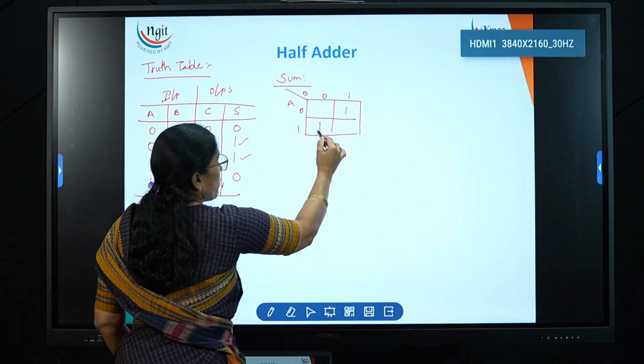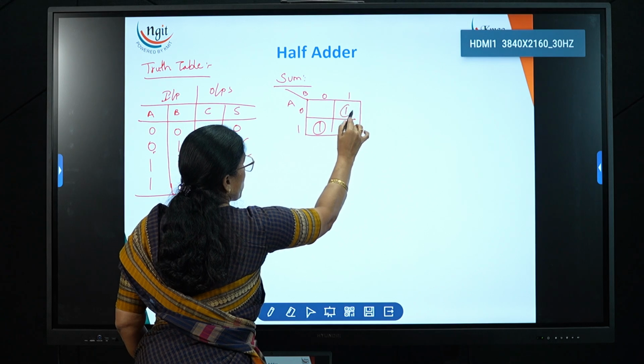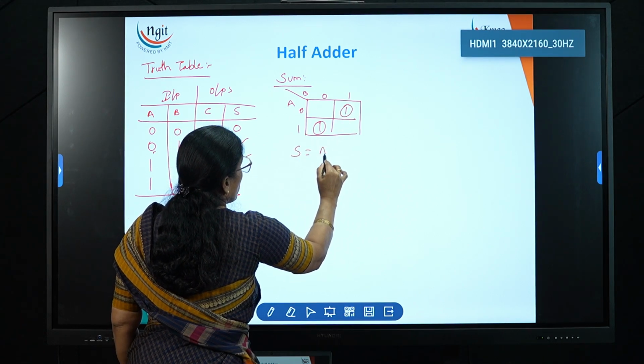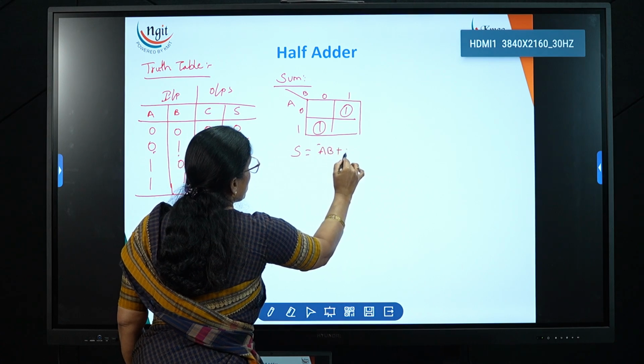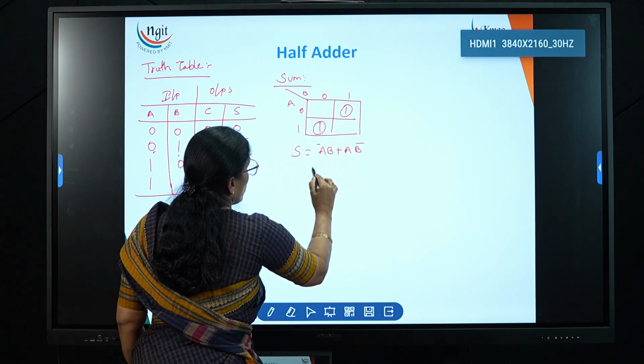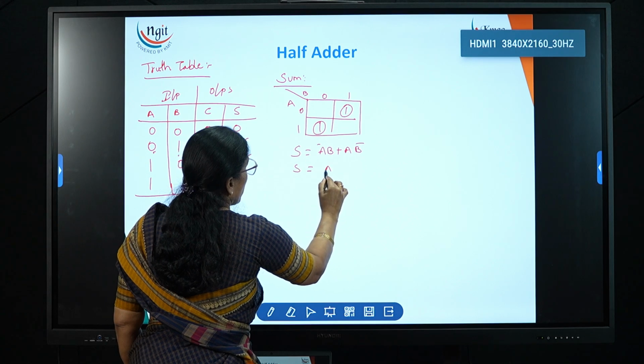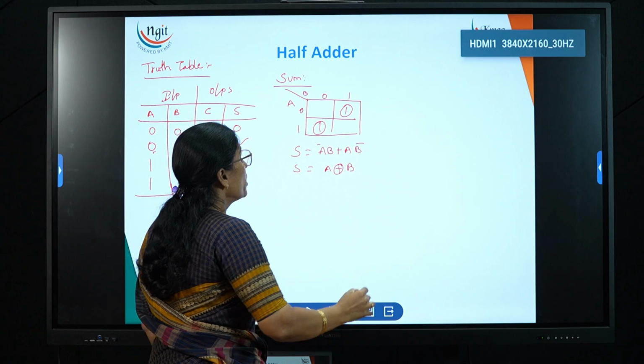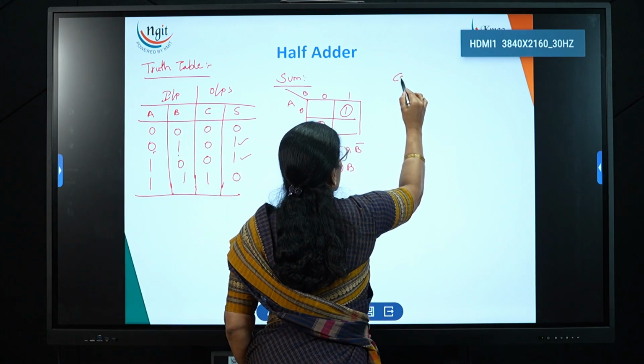Now here we can't map these two, so that's why we need to write the expression for this directly. So S is equal to what can we write? A bar B plus A B bar. Now this also we can rewrite as A exclusive or B. Now similarly we need to derive the expression for the carry.